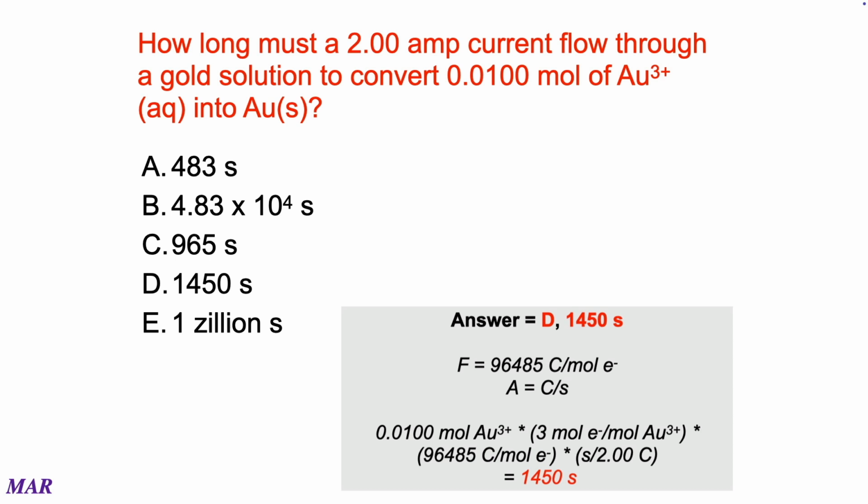Now, if this was a time problem and it wanted to give you the amount, you would just do the opposite. You'd start with time, multiply by the amps, divide by the Faraday, et cetera. It's the same kind of process, just going back and forth. And if you're making something like aluminum metal, this is something you would probably have to figure out once in a while. Questions on that?